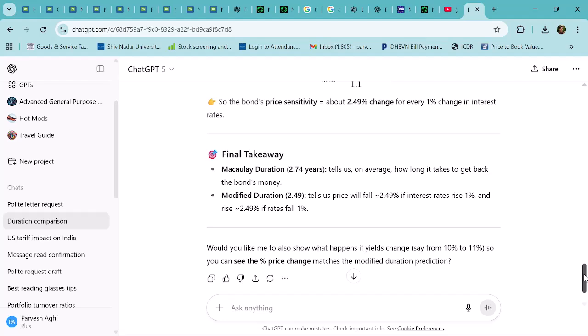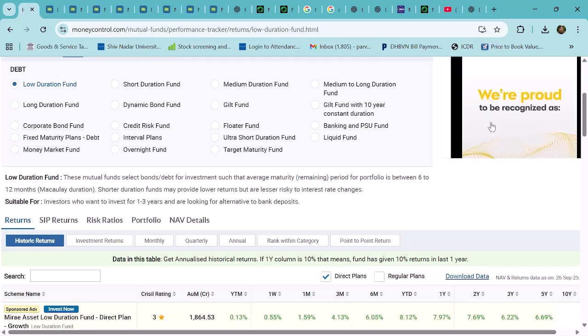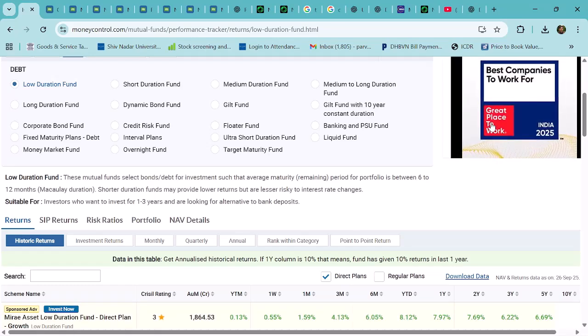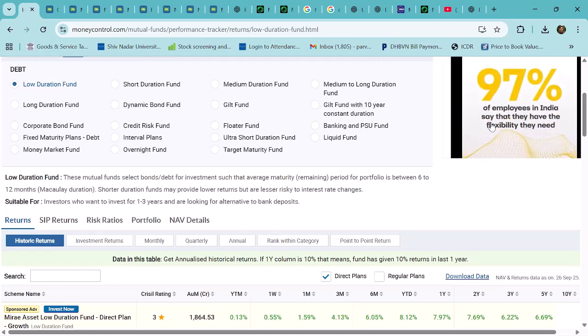Okay, so now let's just conclude that. Now we have lots of duration. The fund which is having the maximum duration will give you the maximum profit or the maximum loss. It will give you profit only if the interest rates fall and you're holding a bond fund.